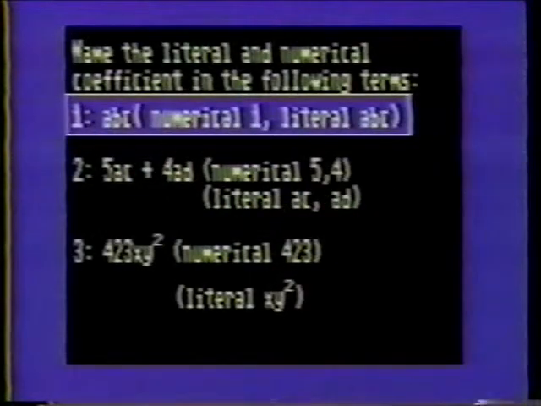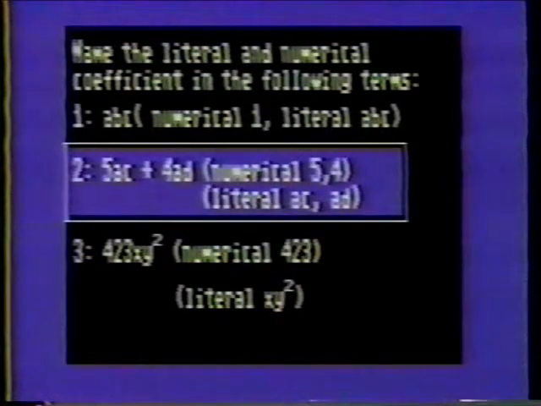Name the literal and numerical coefficient in the following terms. Number 1. A times B times C. 1 is the numerical coefficient, and A, B, and C are the literal coefficients.